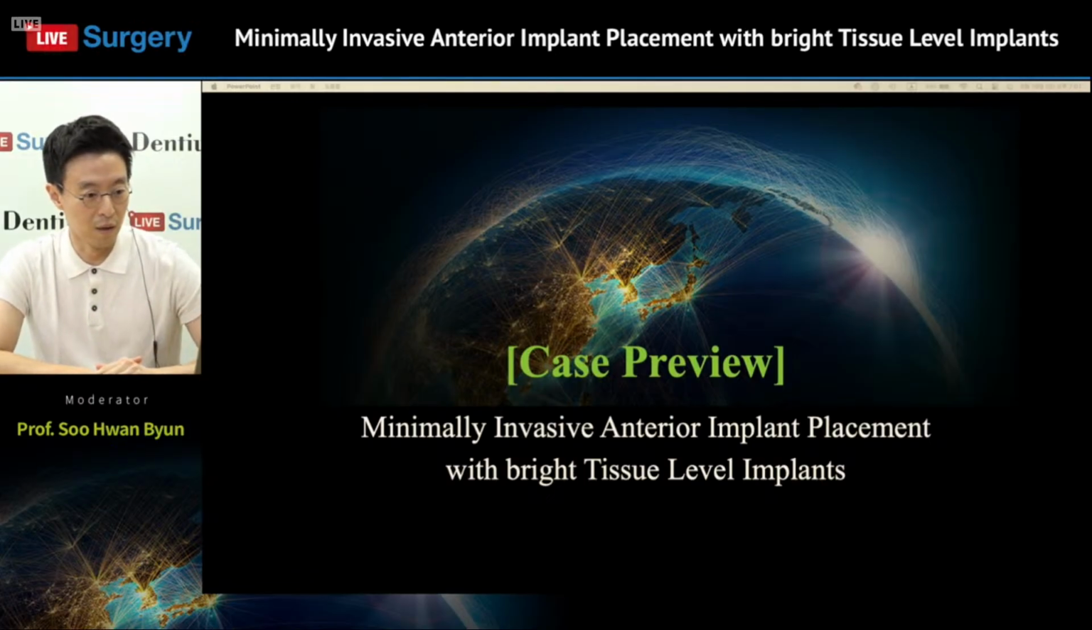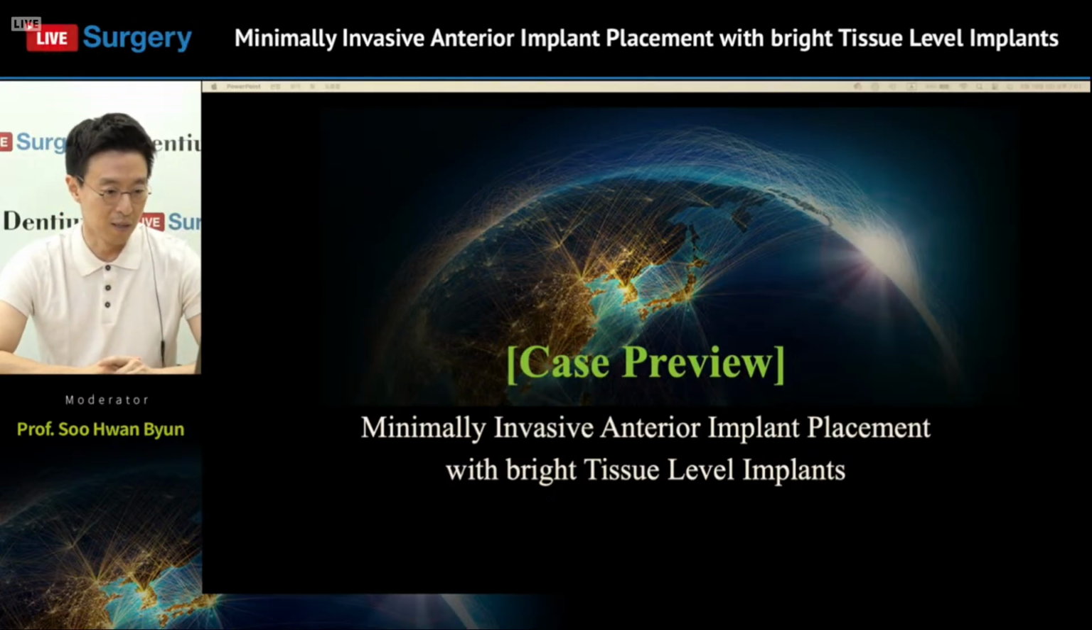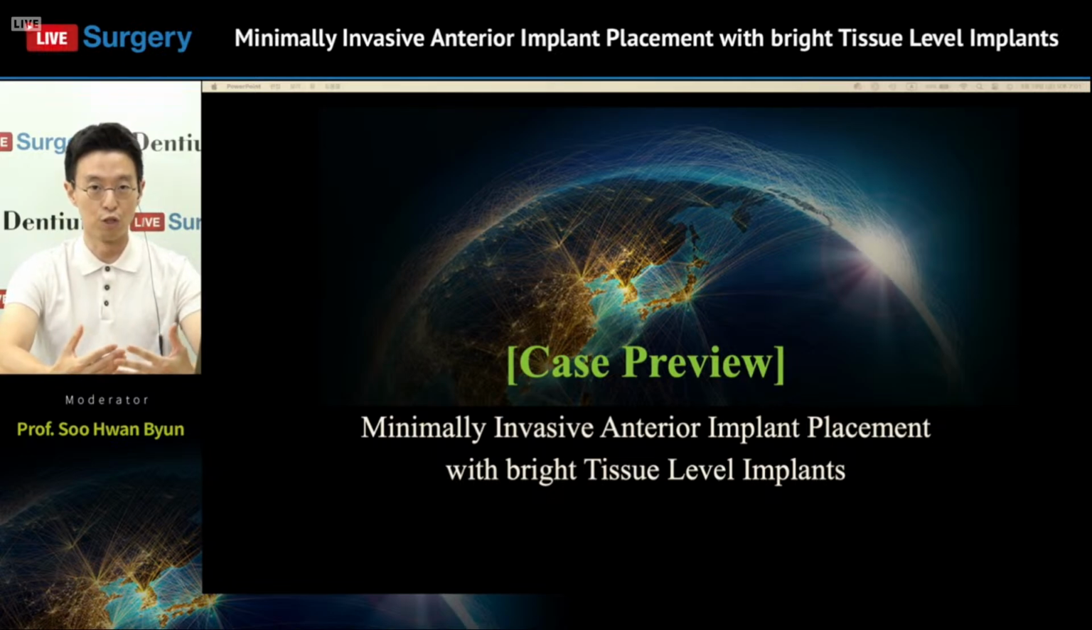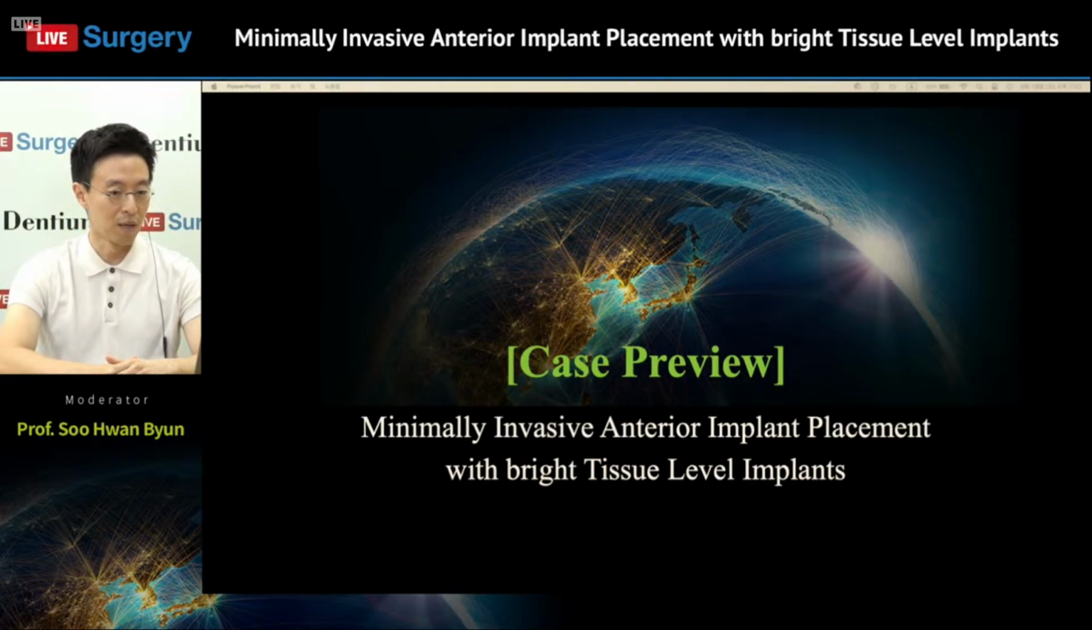Today's case is minimally invasive anterior implant placement using the Bright Tissue Level Implant. We will be focusing on a less invasive approach to achieve a successful outcome in the anterior area.